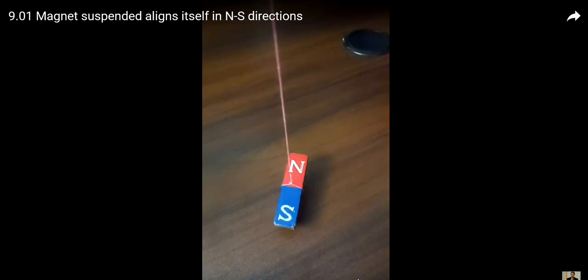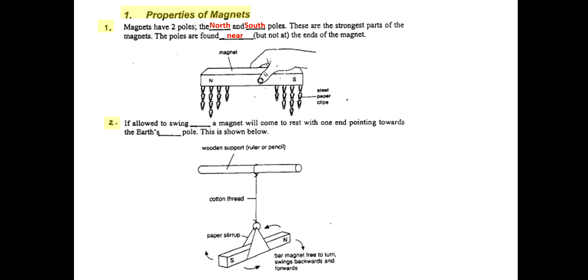Okay, now back to your notes, yeah? Second property. If allowed to swing freely, a magnet will come to rest with one end pointing towards the North Pole, the Earth's North Pole. So if it is in a room, with the help of a compass, you know where the North Pole is pointing.